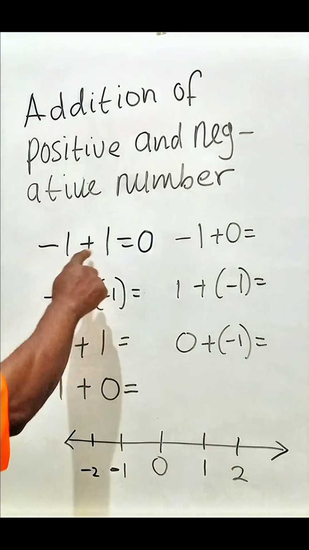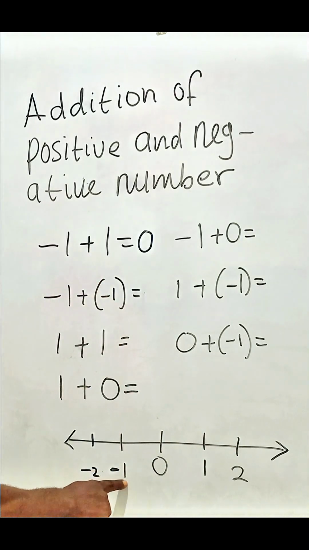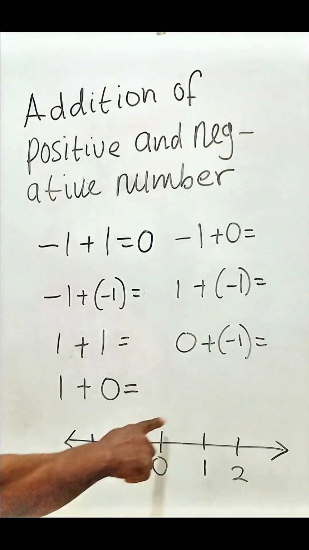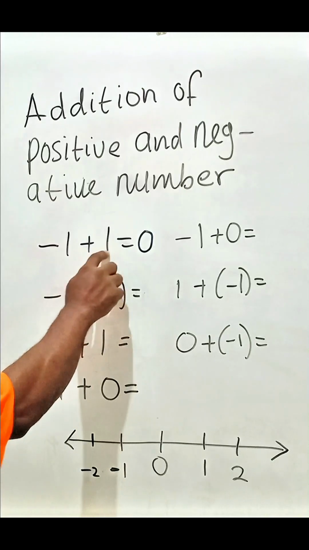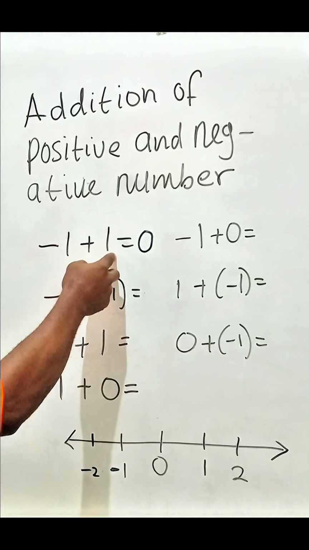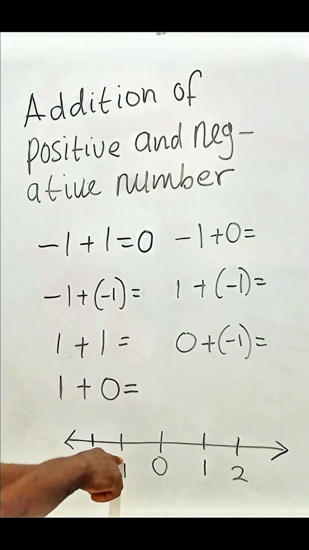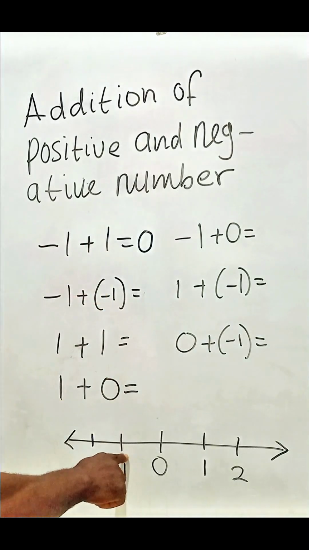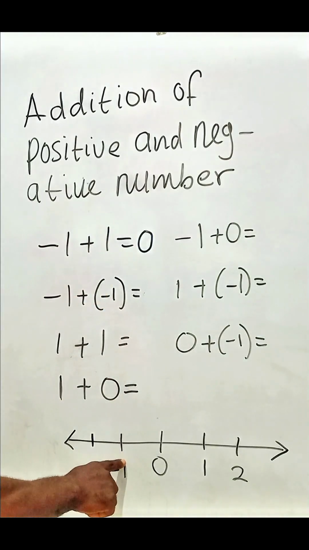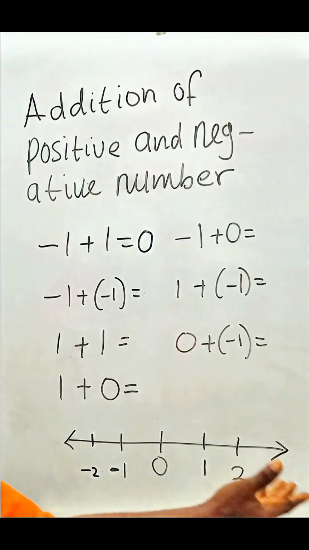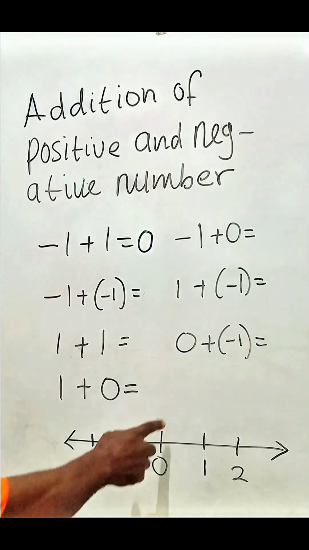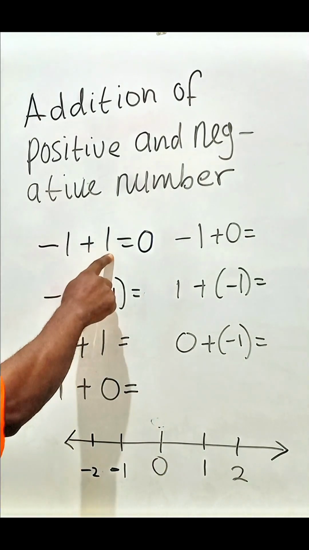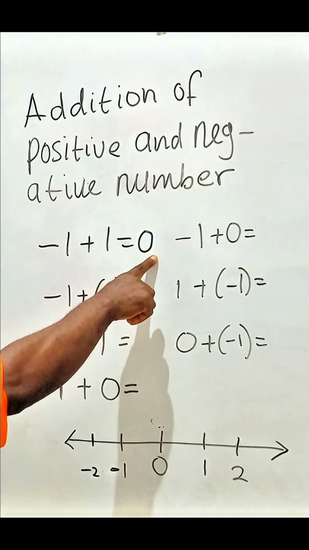So in this example, if we start at -1 and then we move 1 unit to the right, that means we are adding 1 to -1. So if we move from -1, 1 unit to the right, we are going to stop at 0. Therefore, -1 plus 1 is equal to 0.